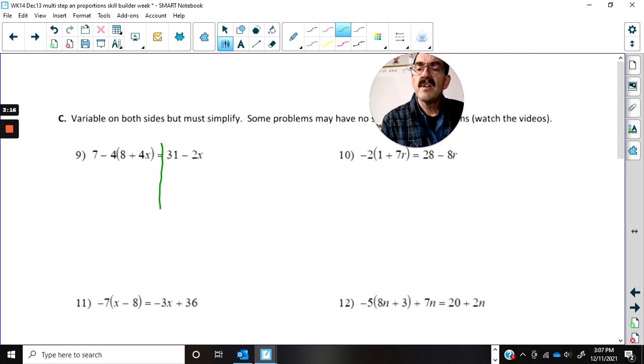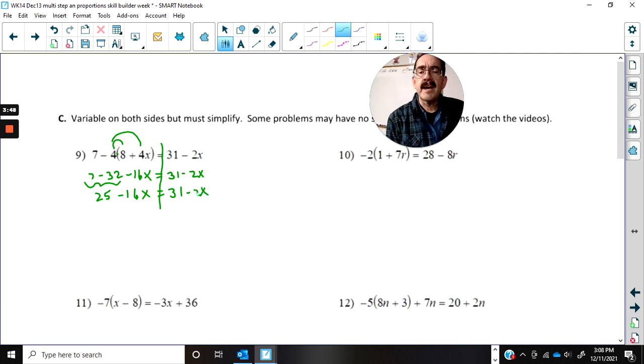Next page. Okay, so might as well just do the first one, huh? Alright. So distribute, distribute. We've got to get rid of the parentheses. Parentheses means multiply. So we have a 7 minus 32. Negative 4 times 4 is minus 16x. Good. Why don't we combine these like terms real quick? 7 minus 32. So we have 25 minus 16x, 31 minus 2x.